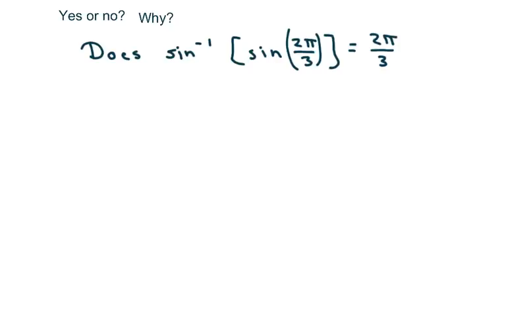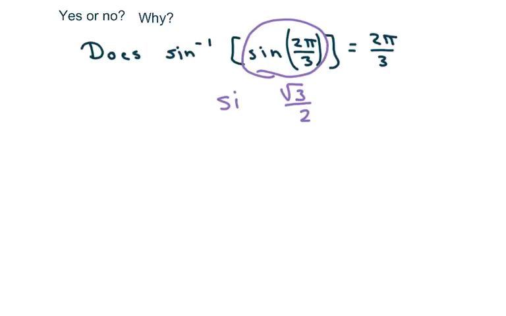Everyone, we're going to answer yes or no. Does inverse sine of sine of 2 pi over 3 equal 2 pi over 3? The first thing you need to know is that sine of 2 pi over 3, that's 120 degrees, is square root of 3 over 2. And so that's the answer to this whole thing.